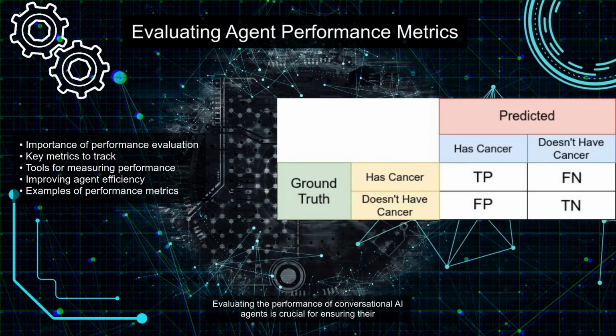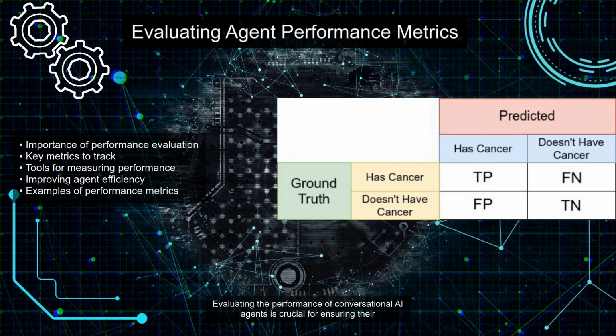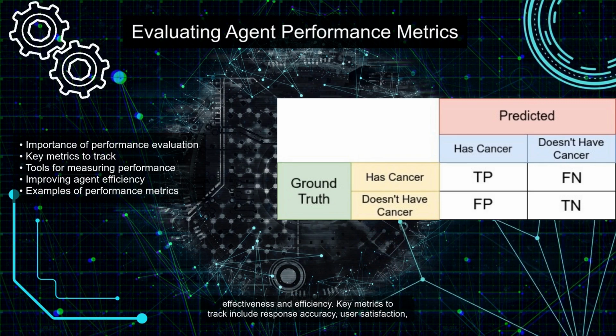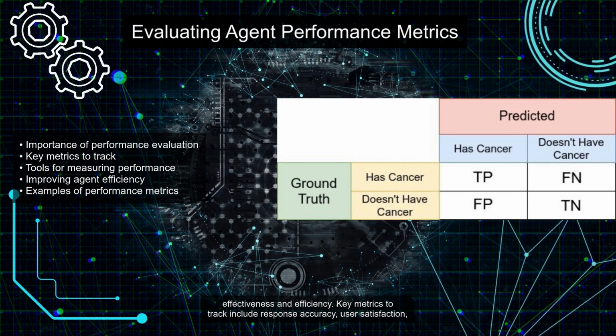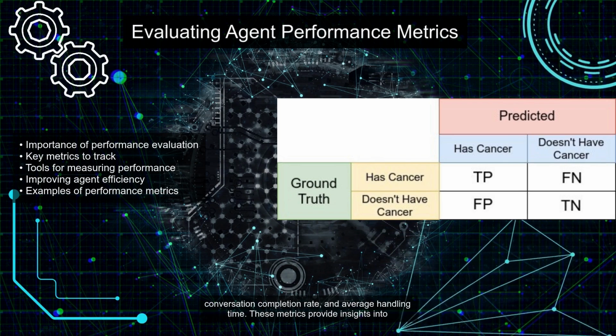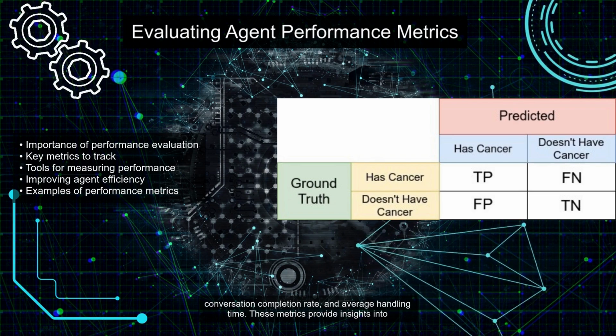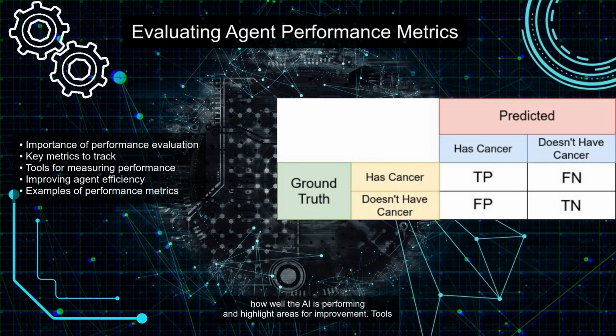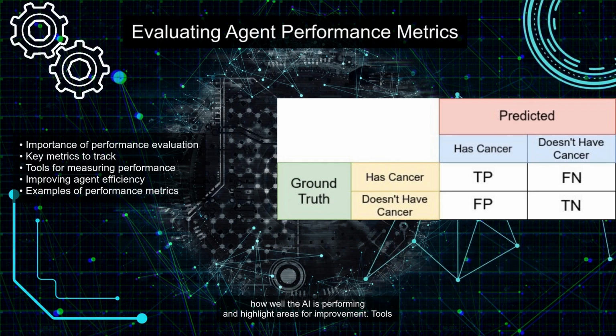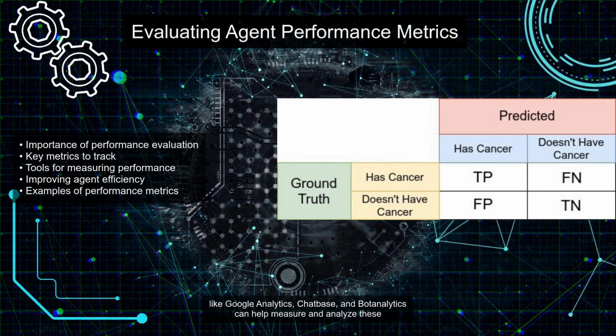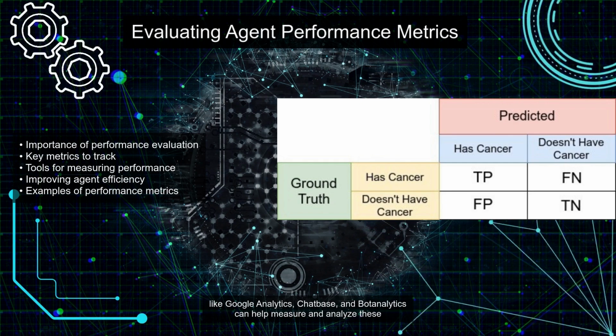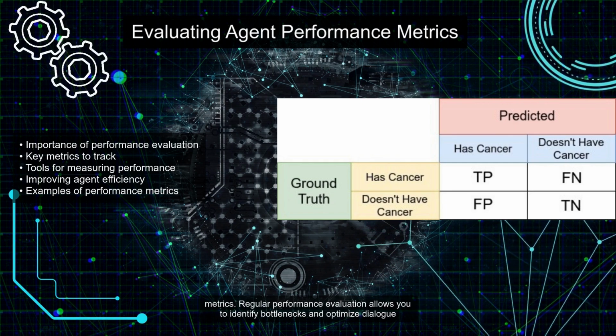Evaluating the performance of conversational AI agents is crucial for ensuring their effectiveness and efficiency. Key metrics to track include response accuracy, user satisfaction, conversation completion rate, and average handling time. These metrics provide insights into how well the AI is performing and highlight areas for improvement. Tools like Google Analytics, Chatbase, and Botanalytics can help measure and analyze these metrics.